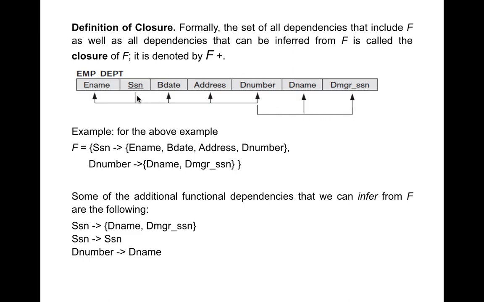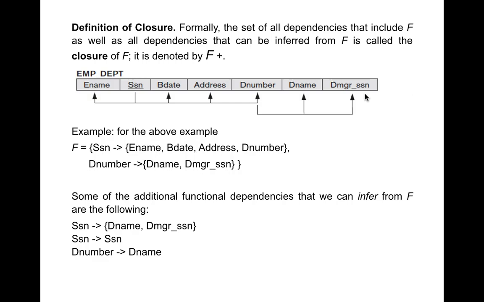But it is clear that since SSN leads us to D number and D number leads us to D name and manager SSN, if we know the SSN, we can know the D name and D manager SSN also. You might have learned rules like if A gives B and B gives C, we can say A gives C. So in this, the given functional dependencies were SSN gives D number, and another dependency that was given was D number gives D name and D manager SSN. But we could infer a new functional dependency from these two. That is SSN gives D name and D manager SSN.